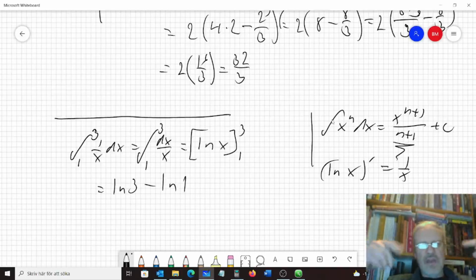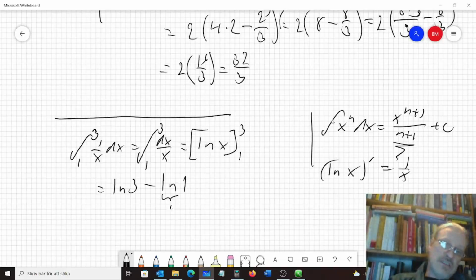And we have to think here, ln of 1 means answering the question, what do you need to take e to the power of to get 1? Oh, that's 0. So this is 0. So in other words, we just have the answer ln of 3.